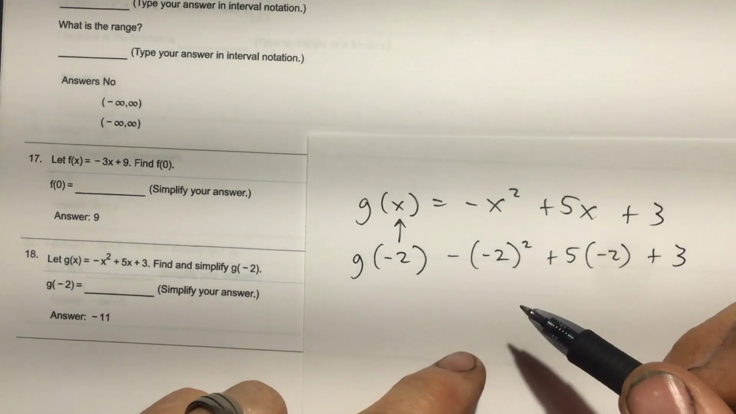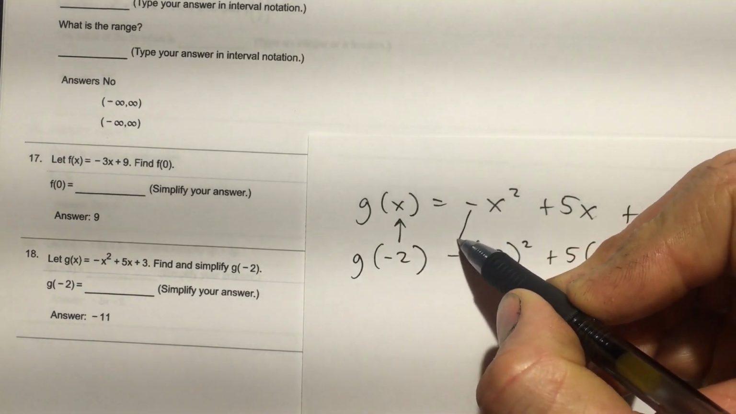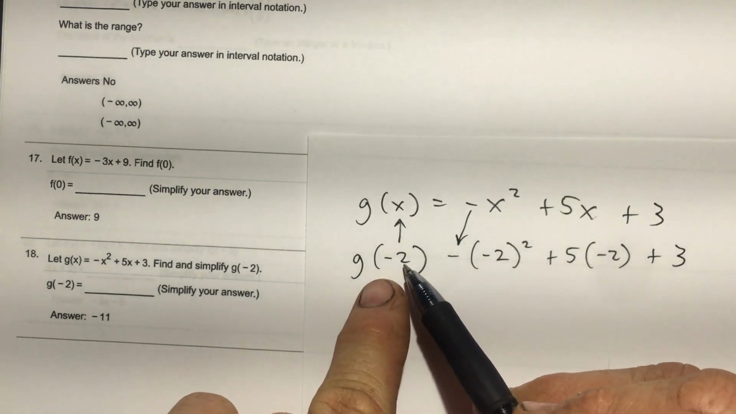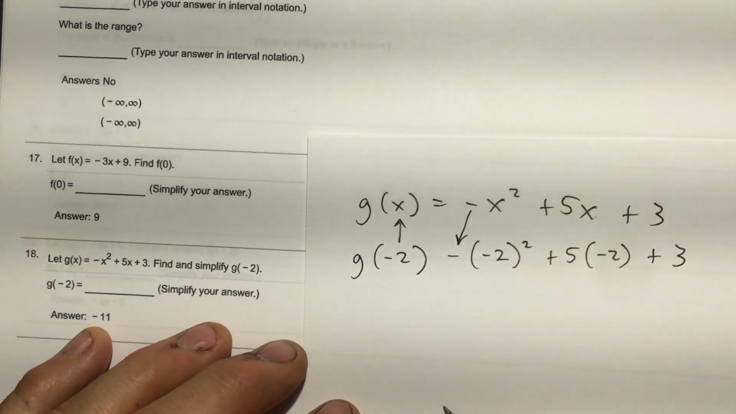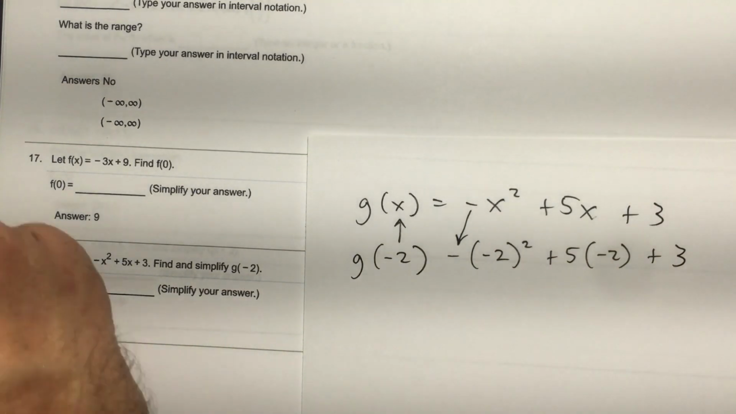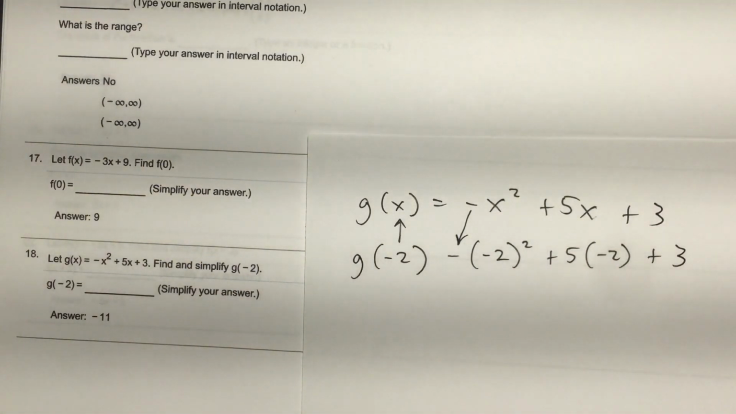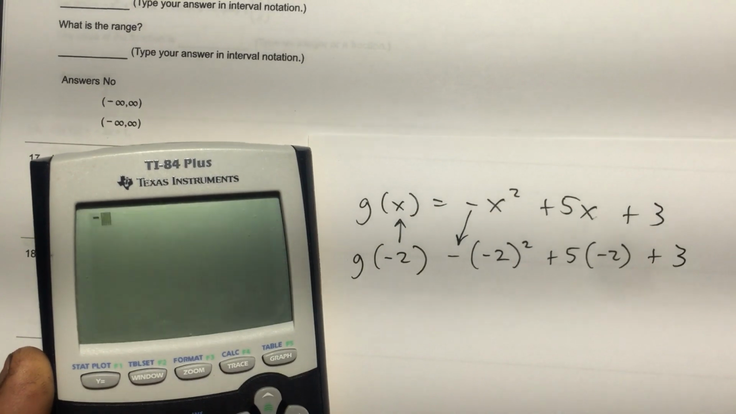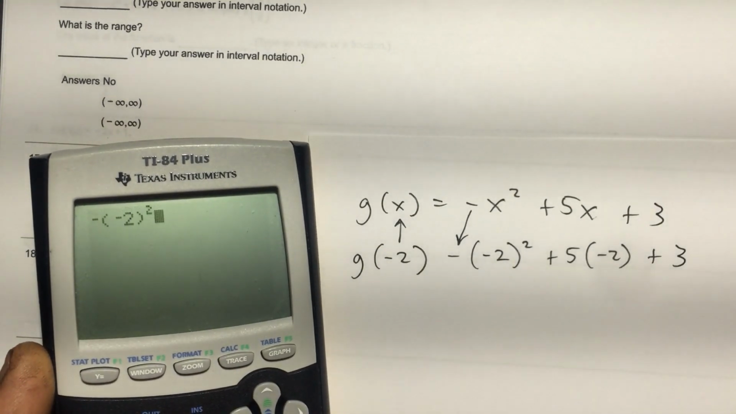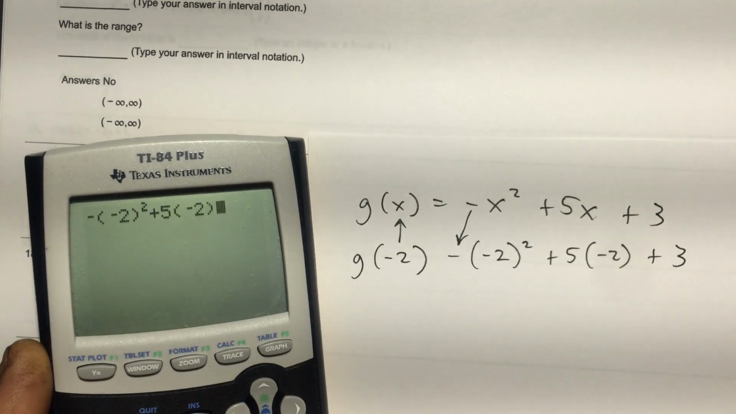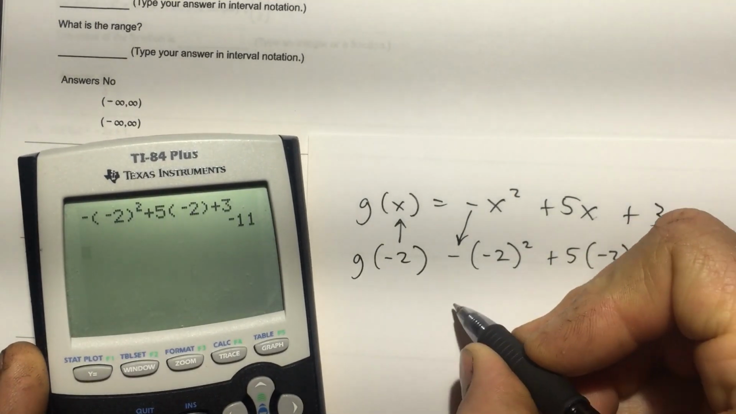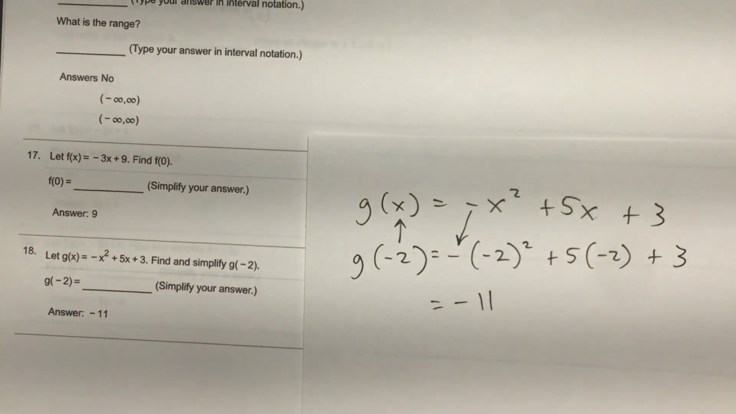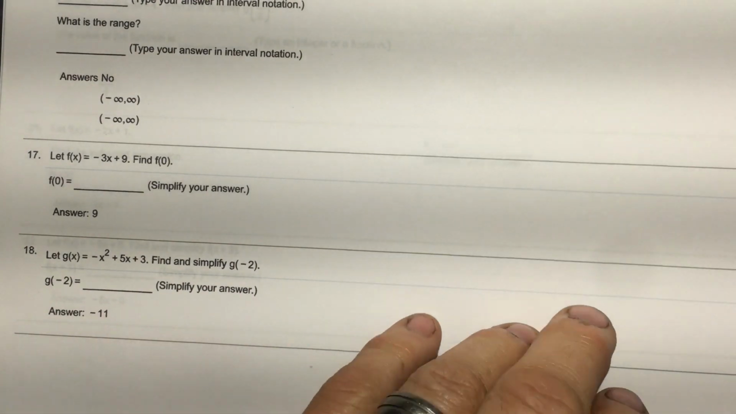What causes some people to mess up on this is the negative outside here. So we've got the negative outside, and then I'm putting parentheses and negative 2 in wherever x is. And then you can just type this in your calculator if you want to. I've got negative, and then in parentheses, negative 2 squared plus 5, and then negative 2 in parentheses again, plus 3, and it comes out negative 11. Oh, I didn't put my equals in there. It should be negative 11. And that's right, yeah.